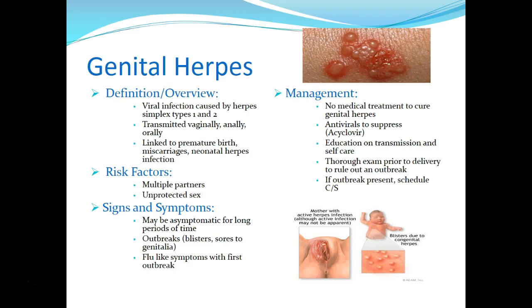thorough exam prior to delivery to rule out an outbreak. Because if she has an active outbreak, then we need to schedule a cesarean section. We do not want to have a vaginal delivery if a mother has an active outbreak of genital herpes. And oftentimes they'll just do a C-section anyway.